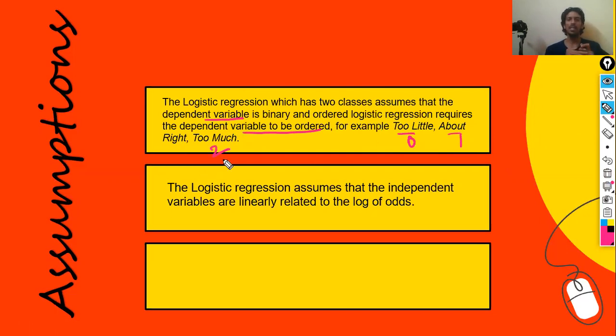Now, logistic regression assumes that independent variables are linearly related to the log of odds. You all must know what log of odds is, guys. If you do not know what log of odds is, I'll be making another video very shortly talking about the mathematics behind what log of odds is and how it becomes very important. And it's because of this log of odds that you have this kind of a curve that is squeezed in between the values of 0 and 1.